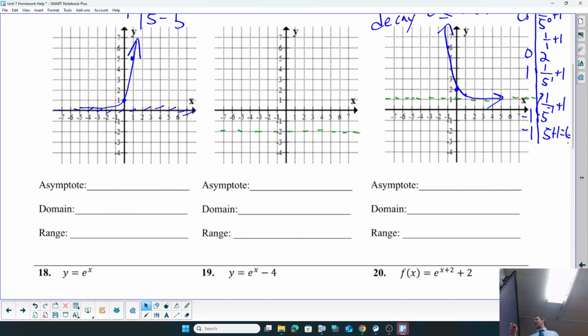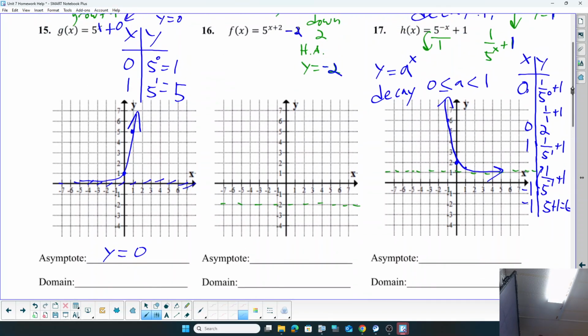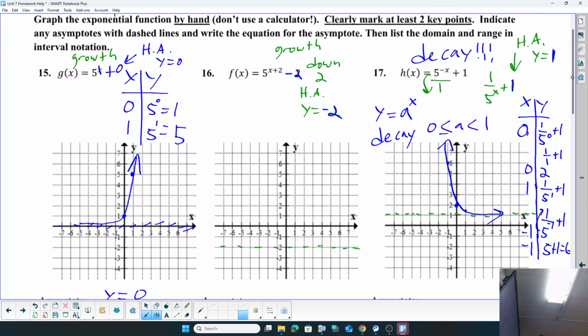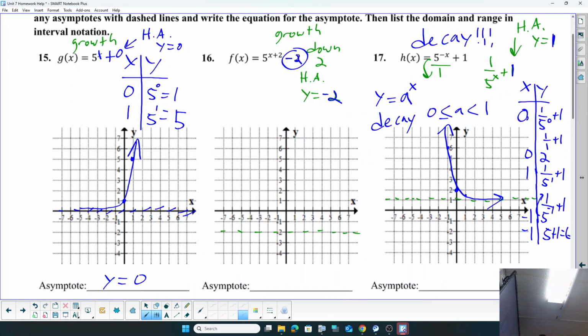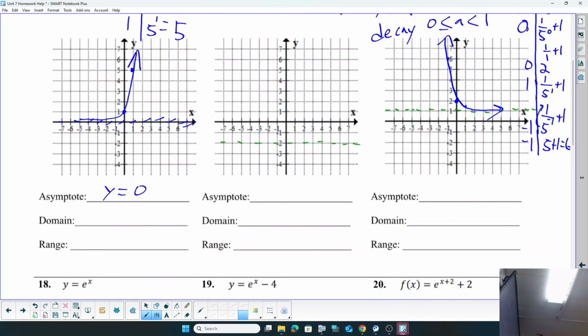So again, the horizontal asymptote is just y equals 0 there, because there's nothing after the equation, plus 0. So this one has a -2, and this one has a +1. That means the horizontal asymptote, the HA, would be y equals -2 right there, and this horizontal asymptote would be y equals 1.